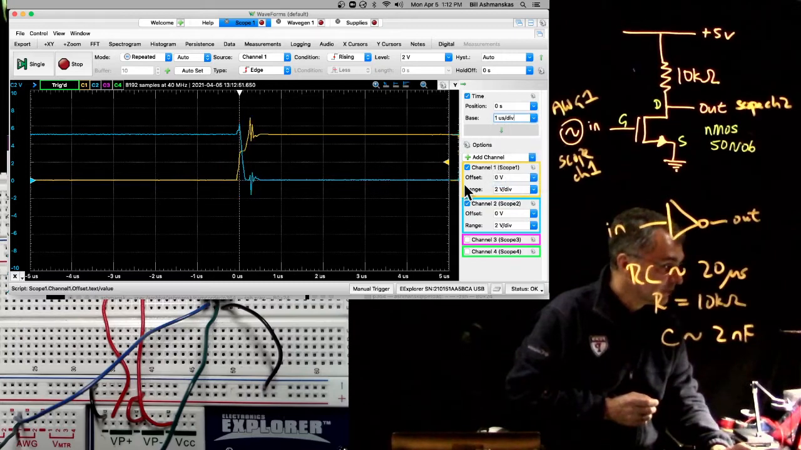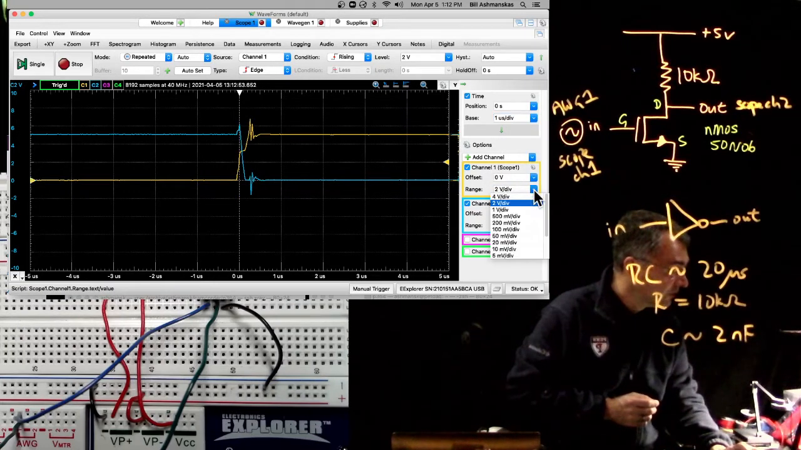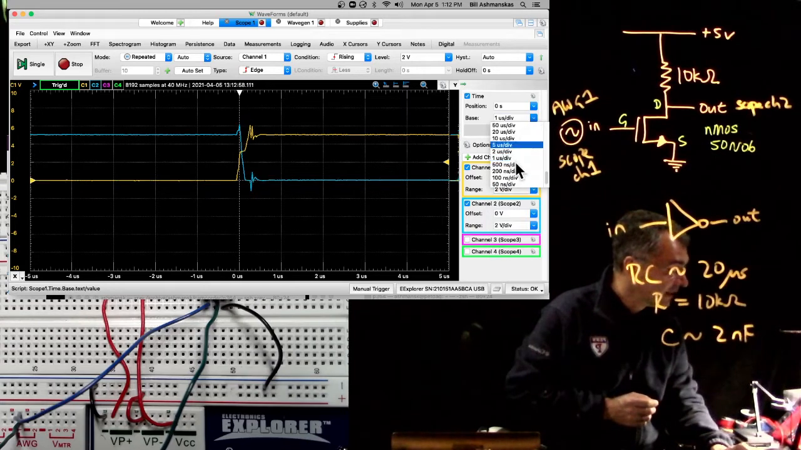By the way, I'm not following the script, so I guess I have to look and see if I have to go back and look at the script at some point.